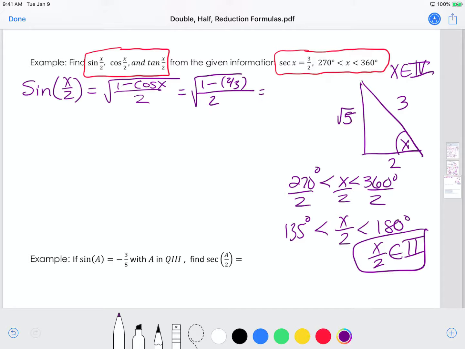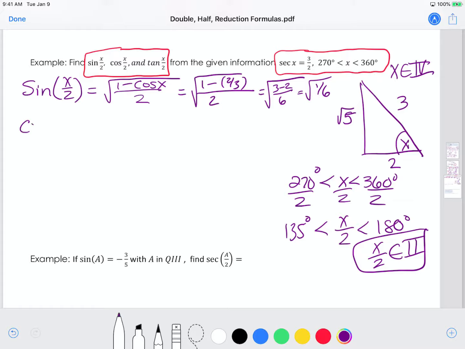Now I'm going to multiply through by 3 so that I can clear the complex fraction. So I'm going to have 3 minus 2 over 6, which gives me the square root of 1/6. So sine of half angle x would be the square root of 1 over 6.